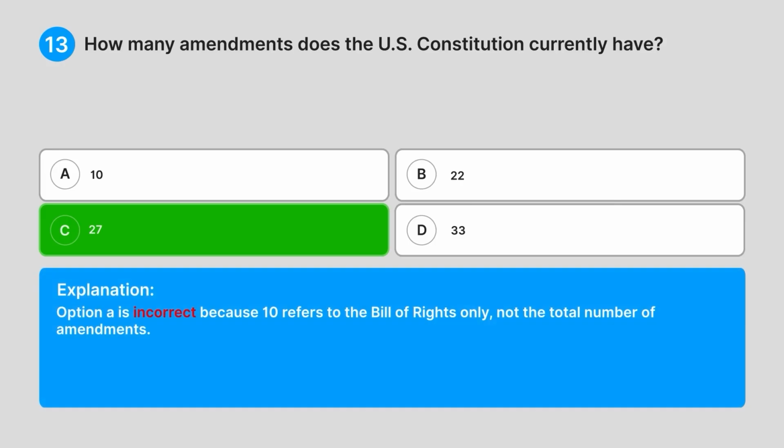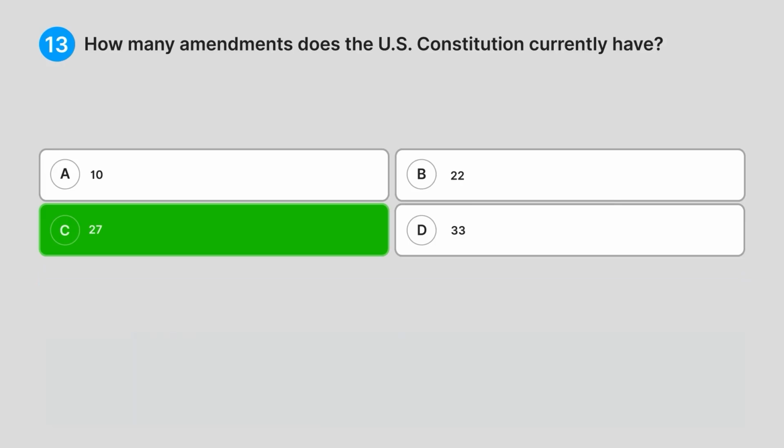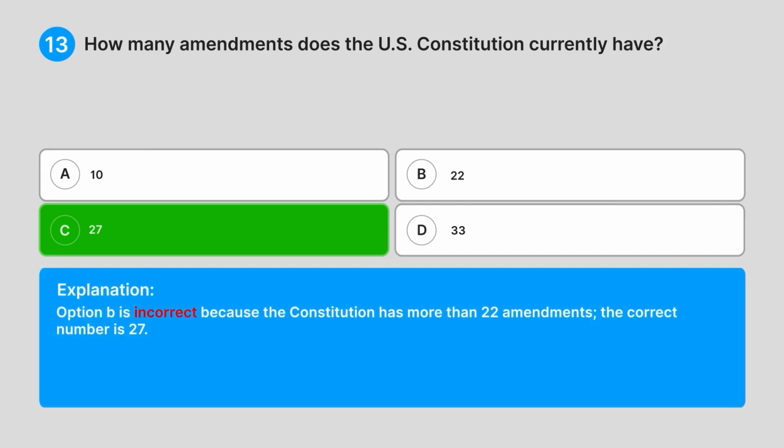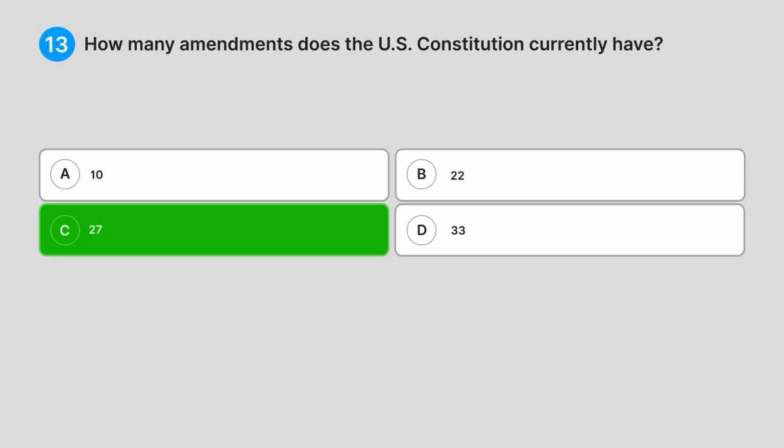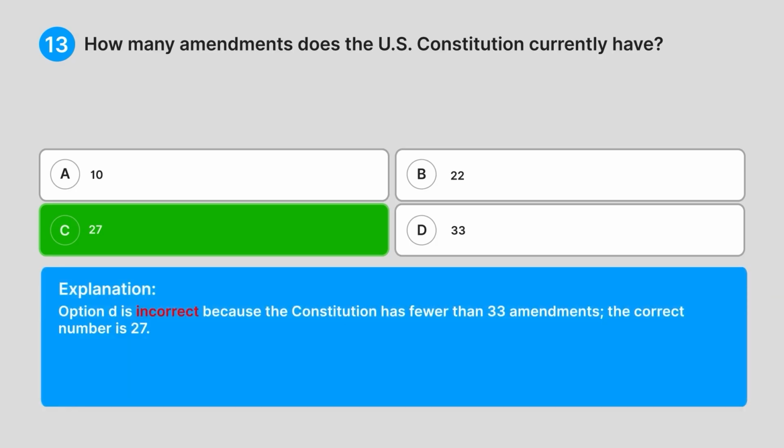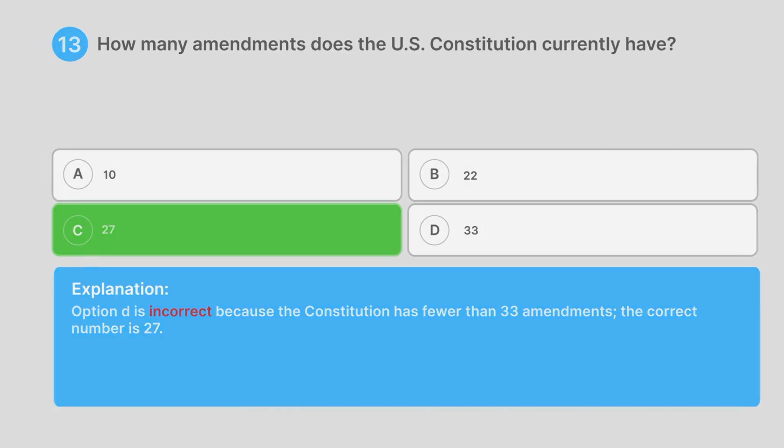Option A is incorrect because 10 refers to the Bill of Rights only, not to the total number of amendments. Option B is incorrect because the Constitution has more than 22 amendments. The correct number is 27. Option D is incorrect because the Constitution has fewer than 33 amendments. The correct number is 27.